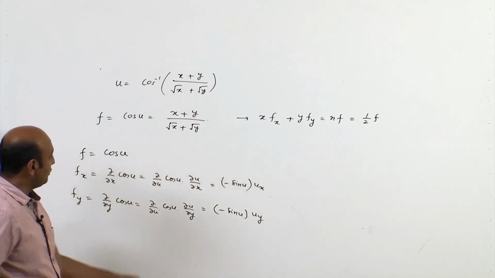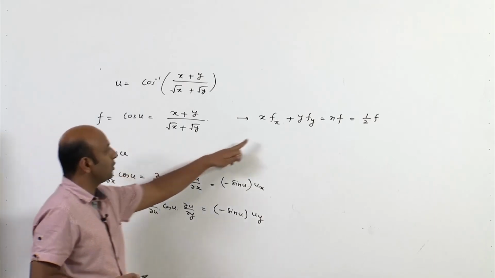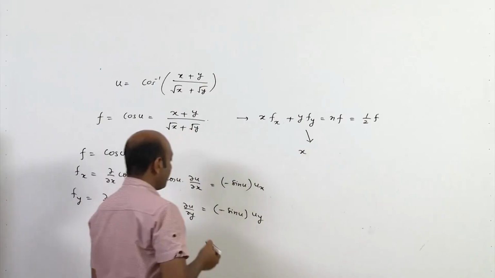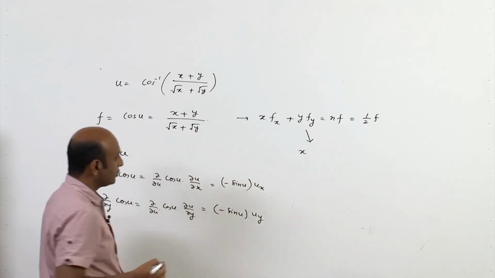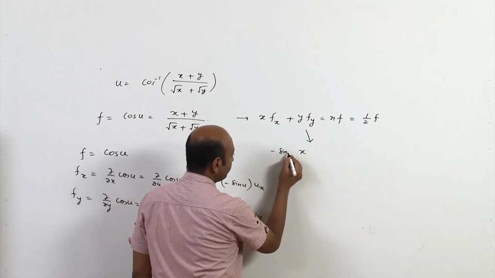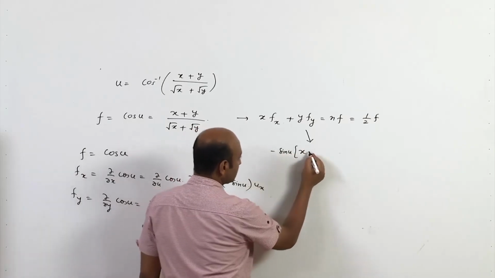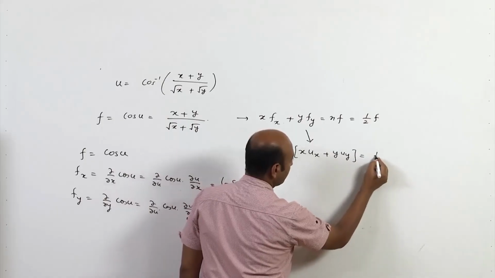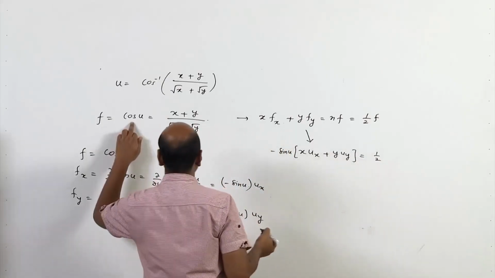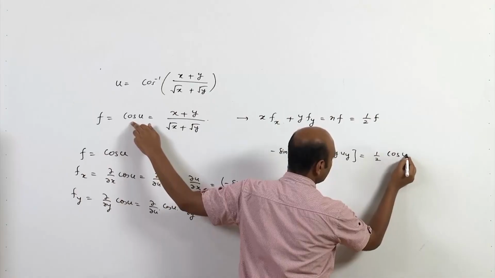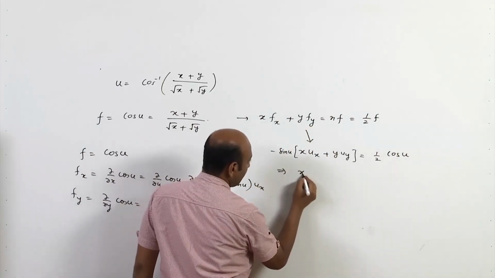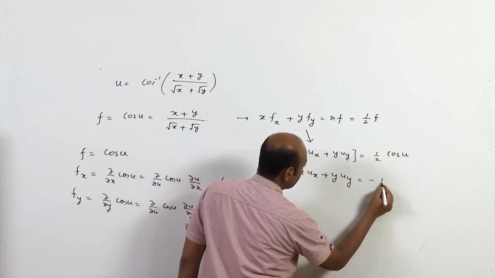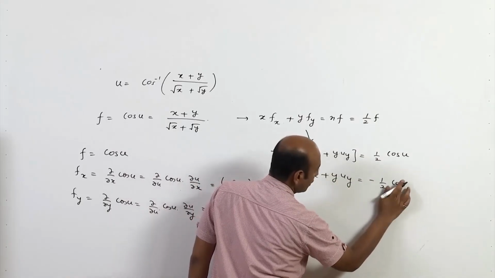Okay. Now, when you substitute these two values in this equation, what will you obtain? x times fx is minus sin u, so minus sin u can come out, it is x ux plus y uy will be equal to 1 by 2 times f, and f is cos u. So, we obtain that x ux plus y uy will be equal to minus 1 by 2 cot u.